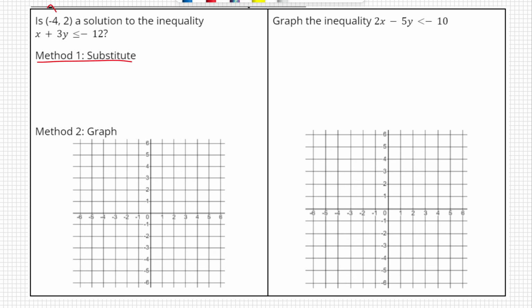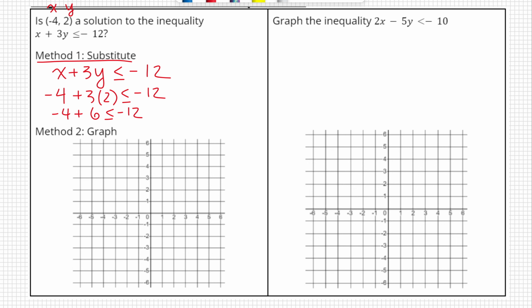What we will do is use the x value and the y value of that point, substitute those in for x and y in the inequality, and see if we get a true statement. So the original inequality is x plus 3y is less than or equal to negative 12. Substituting an x of negative 4, we would have negative 4 plus 3 times y, where we substitute in positive 2, is less than or equal to negative 12. This would be negative 4 plus 3 times 2, which is 6, is less than or equal to negative 12.